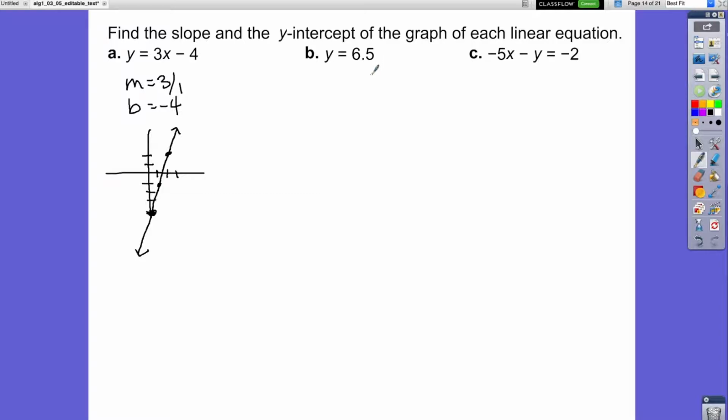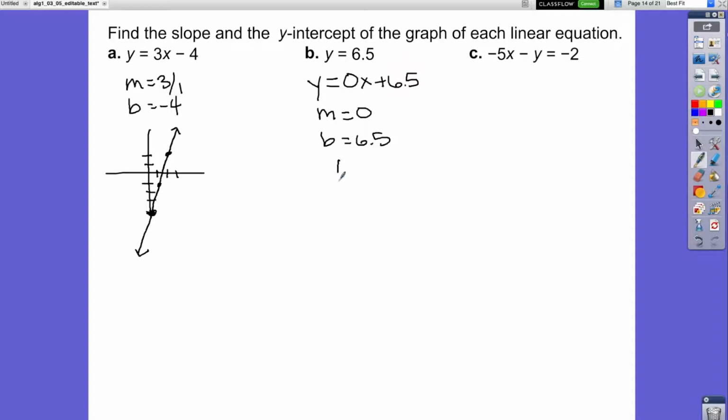Oh, look at this. It's not in slope-intercept form, but I'm going to make it in slope-intercept form so it looks a little bit more familiar to you. Y equals 0x, because there's no x here, plus 6.5. Oh, now it looks better. What's my slope here? 0. What's my y-intercept? 6.5.